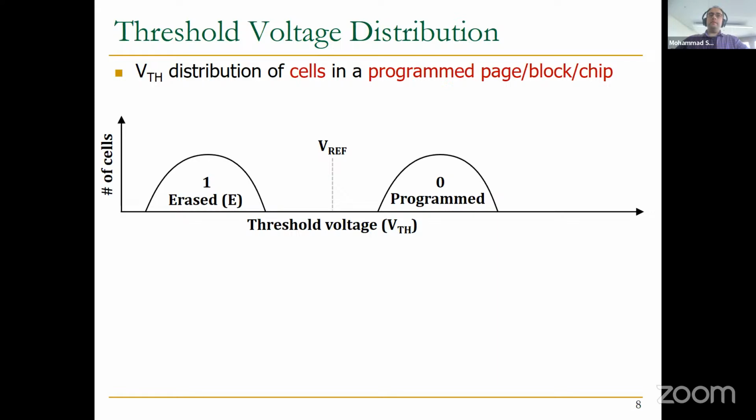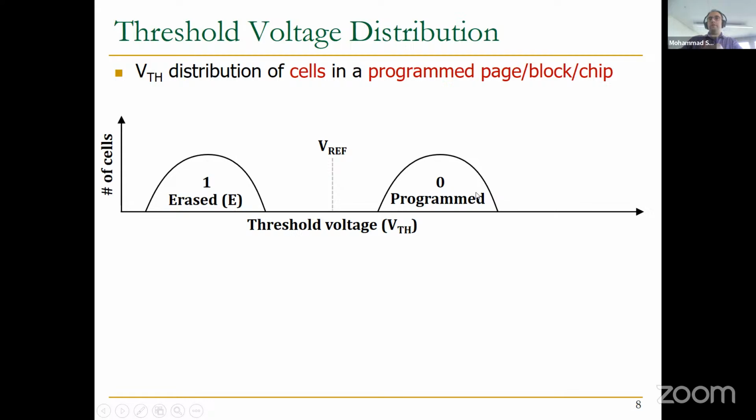So now let's talk a little more about the threshold voltage distribution. For threshold voltage of cells in a program page, block and chip, usually we have this kind of plot, with a distribution of threshold voltage in the erase mode, including all the cells that you have in your flash chip, and also a distribution for the zero. It's not like all cells have exactly the same threshold voltage for the erase mode, and exactly the same threshold voltage for the program mode. You really have a distribution for that.